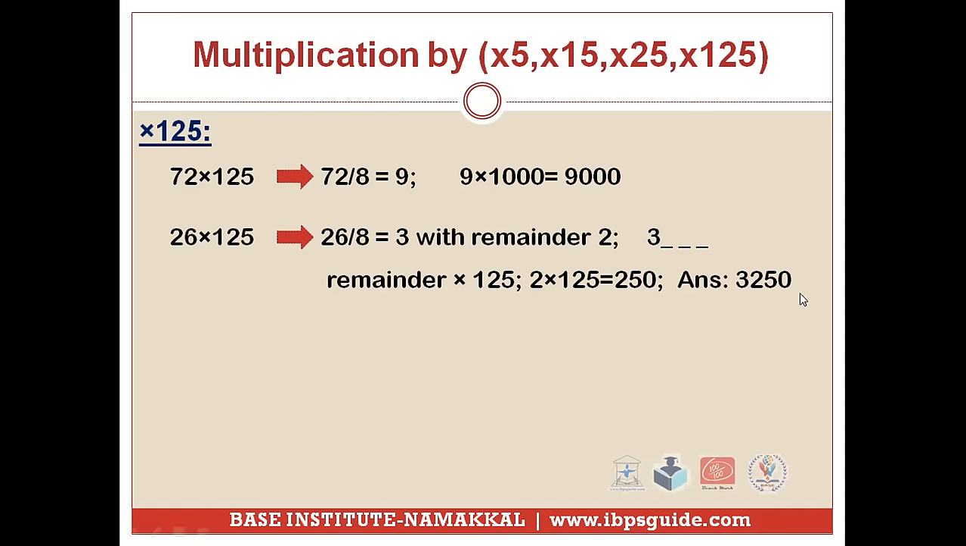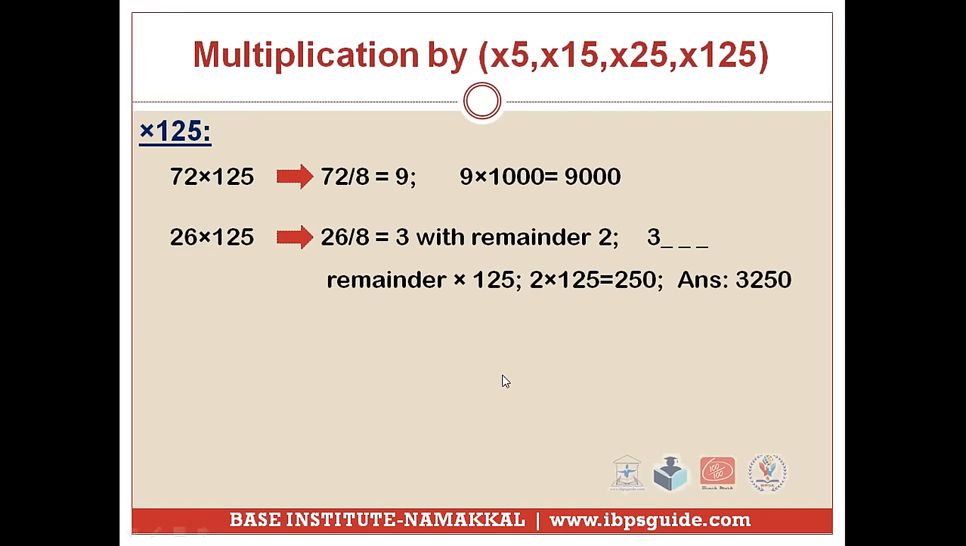Friends, from the above mentioned examples we can derive a conclusion. To start off, in the first example, while dividing we get a quotient with a 0 remainder, so we are multiplying the quotient value with 1000. In the second example, while dividing we are getting a quotient value with a remainder, so we are placing the quotient value first and then finally placing the resultant value after the quotient. Friends, we can use this shortcut method for any numbers while multiplying with 125.